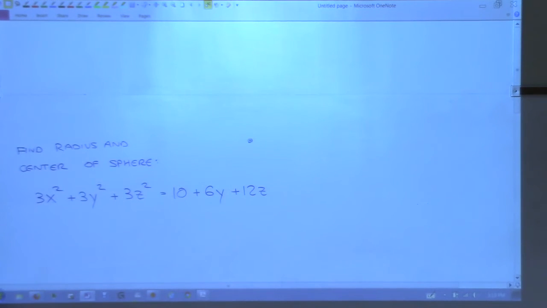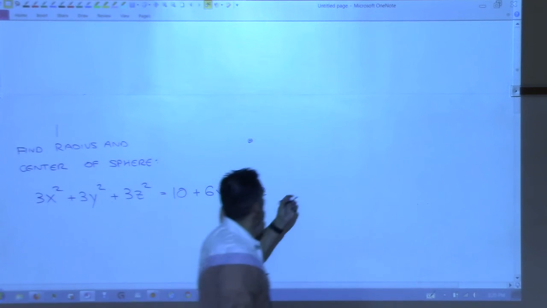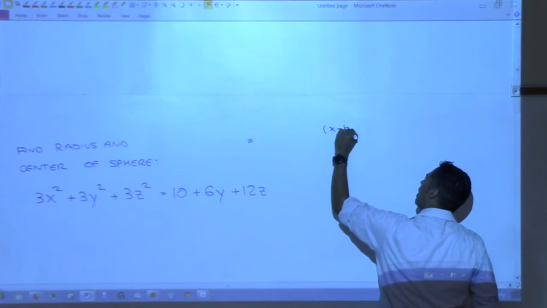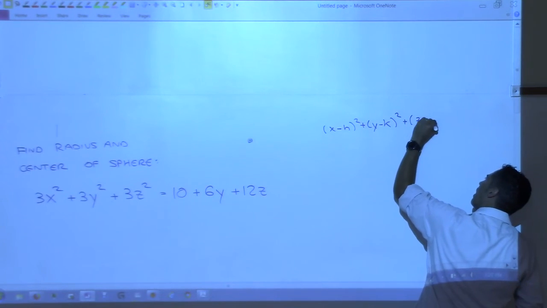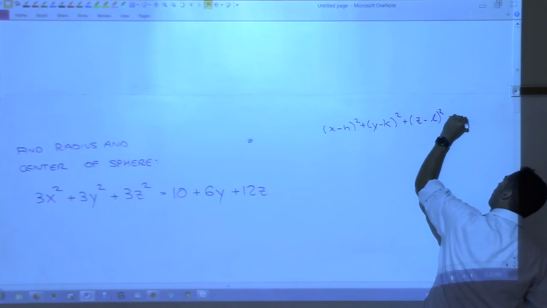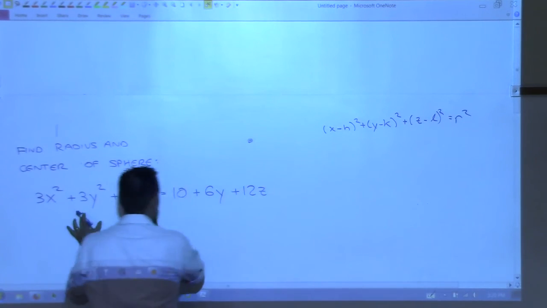So would you agree that if someone provides you with the radius and center, you can come up with the equation, no problem, because you just plug it into the formula. But what if someone gives you the equation of a sphere and then asks you to recover the radius and the center? Well, you've got to make that equation look like the standard form. You've got to somehow turn that into (x minus h) squared plus (y minus k) squared plus (z minus l) squared equals r squared.